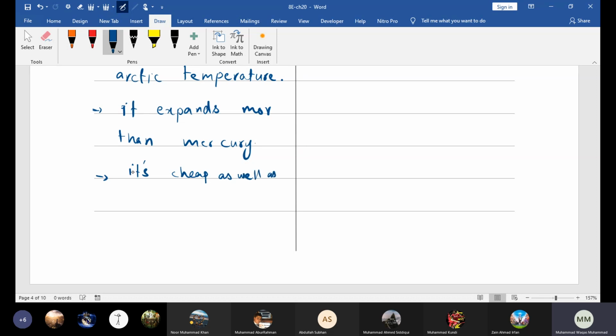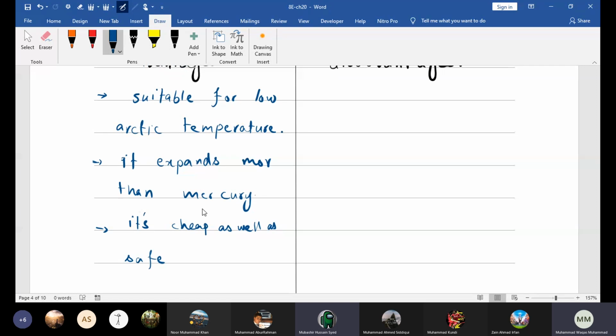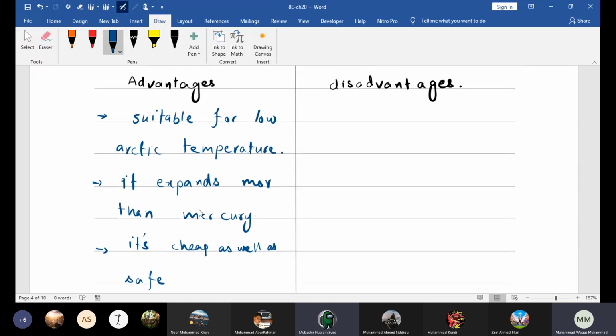Sir, but mercury is colorless. Alcohol is colorless, so that is a disadvantage, na beta. We are now discussing the advantages. If it's colorless, do they add color to it? So it's colorless, that is a disadvantage. So beta, to make it visible we must give it color. Okay, so that is a disadvantage. Clear, beta? Yes, sir.